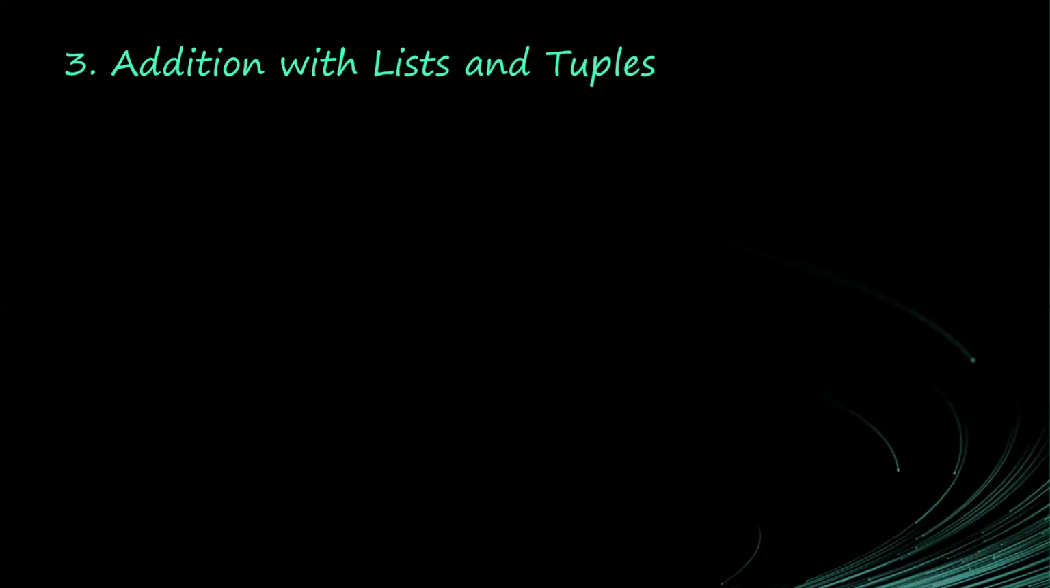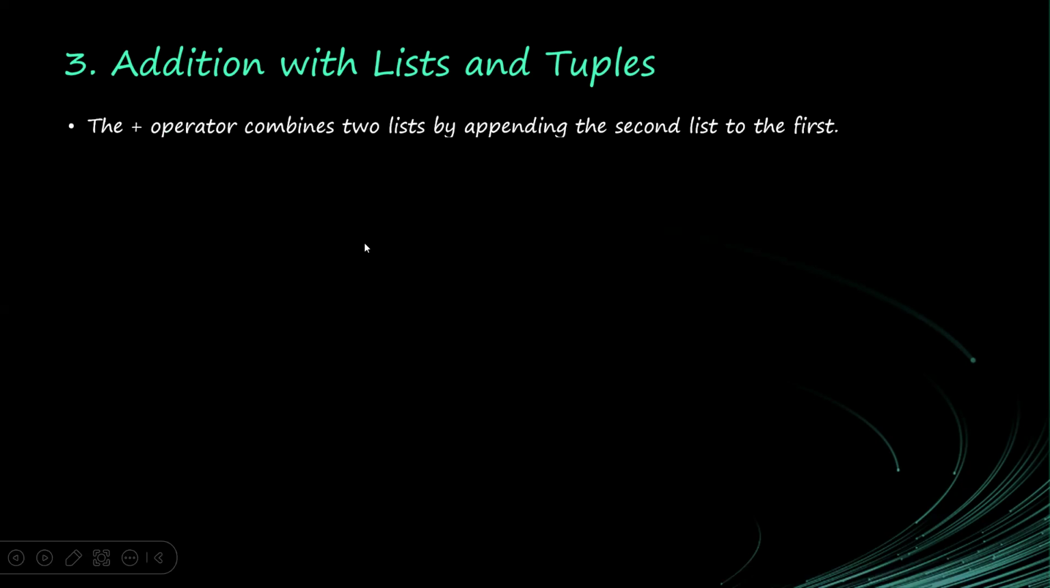You can also do addition with lists and tuples. Lists, we haven't talked about it, but a list is just something you use to have more than one value. A variable you use to hold just one value, but if you have multiple values you want to store in a variable, you use lists or tuples. Now we can also use the plus operator, the addition operator, to combine two lists by appending the second list to the first one. So if I have a list like this, list one contains 1, 2, 3, and list two contains 4, 5, 6.